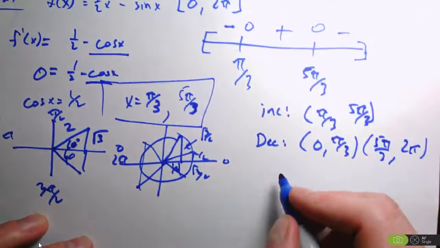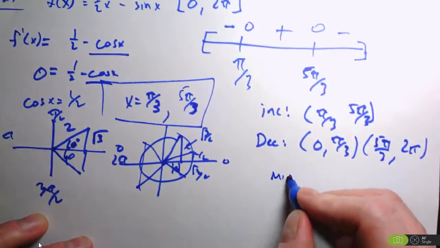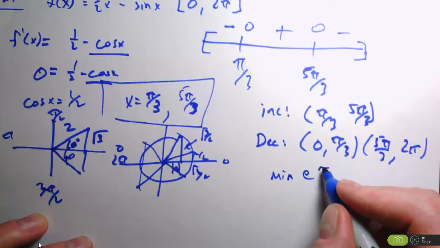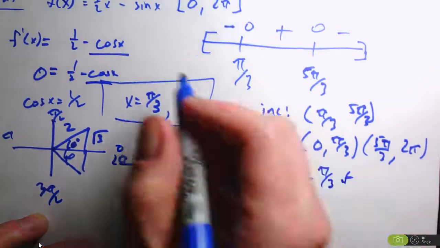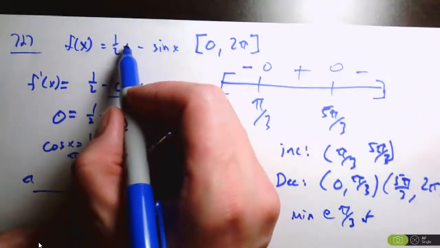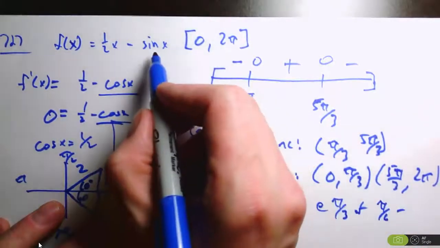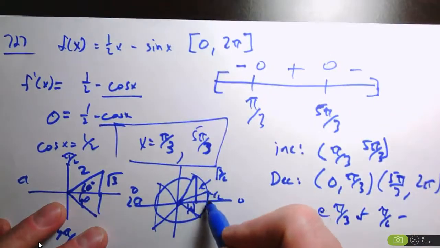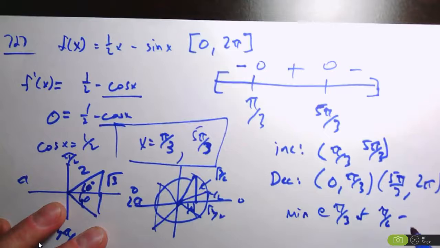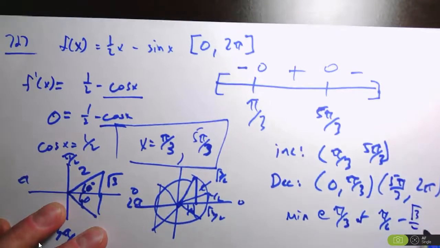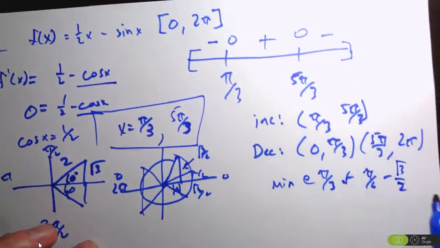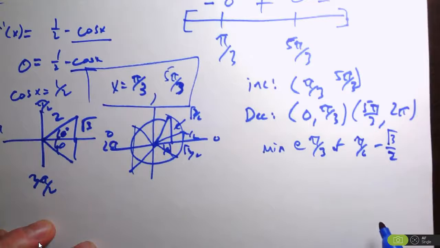Okay. That also means we have a min at pi over 3 of, now I plug this in, 1/2 of pi over 3 is pi over 6, minus sine of pi over 3, which is root 3 over 2. So it's a weird one. There's your min, pi over 6 minus root 3 over 2.